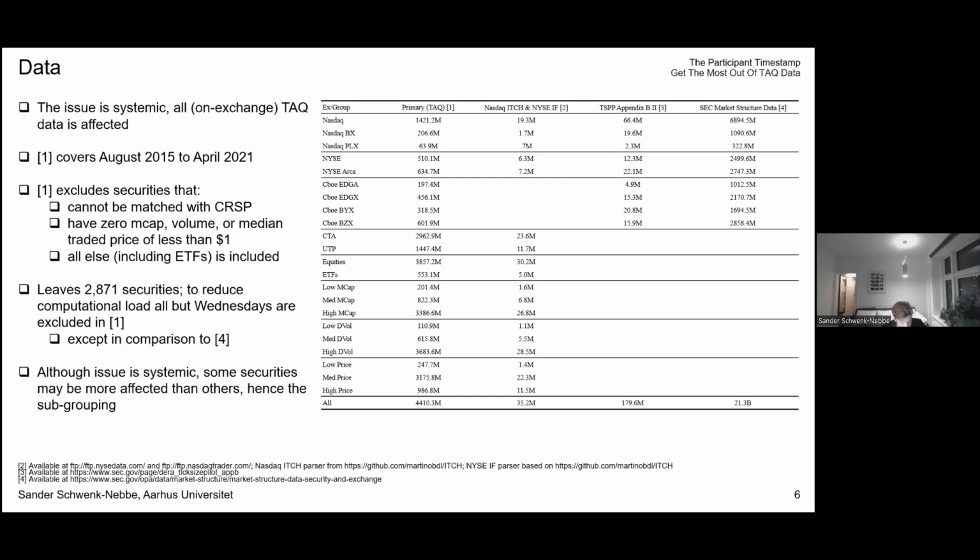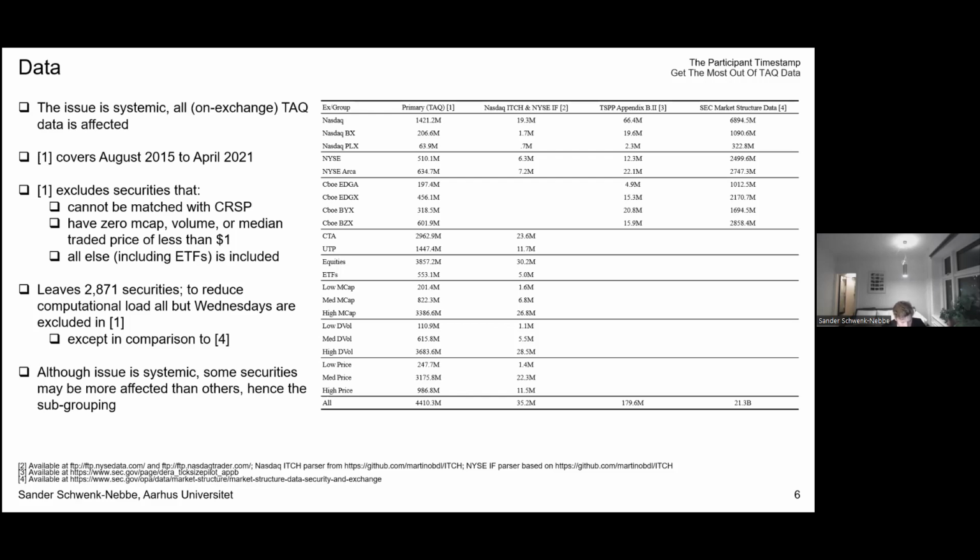So to keep computational costs low, I exclude all but Wednesdays in the sample. I include exchanges that were active throughout the entire sample period. Those exchanges make up 94% of all on-exchange trades in the period. So yeah, the final primary sample then contains 4 billion trades. On every day in the sample, I also partition trades into 3 market cap, dollar volume, and price groups.